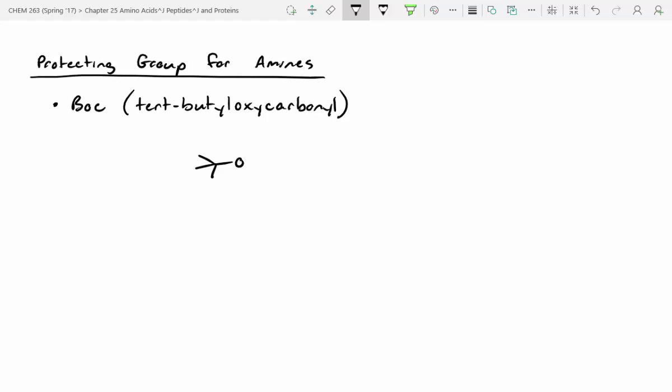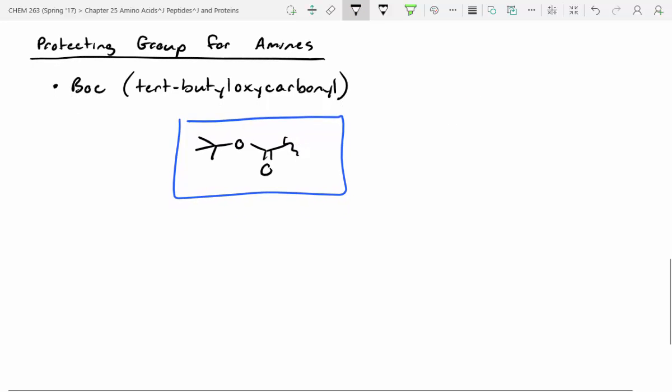when you look at it, typically looks like this coming off of it. So this whole thing right here would be considered a BOC protecting group. And it's really, really good for protecting amines. So I'll show you guys how to do that. And we're not going to go through the full mechanism.